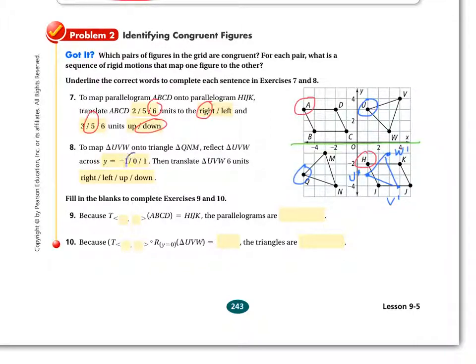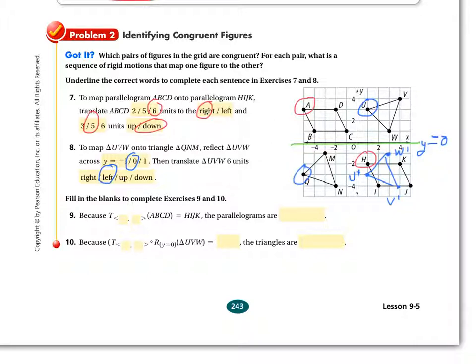So we had y equals 0, and we want to write that in here, by the way, y equals 0. And then we translated triangle UVW 6 units left and nothing down. So now we're going to actually find, describe our rules or our transformations that occurred.